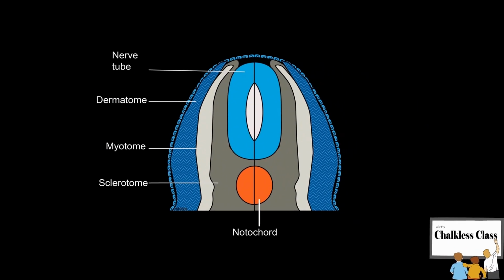Each somite is divided into three parts: outer dermatome, middle myotome, inner sclerotome. Dermatome forms the dermis of the skin. Myotome forms skeletal muscles. Sclerotome forms vertebrae and ribs.